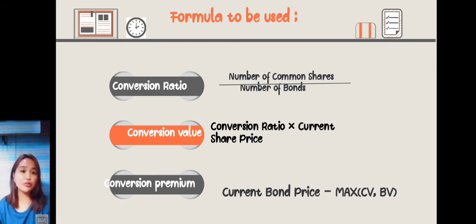So the formula is conversion ratio times the current share price. And the next one is the conversion premium. A conversion premium is an amount by which the price of a convertible security exceeds the current market value of the common stock into which it may be converted. So the formula is current bond price minus the maximum in the parenthesis of CV multiplied by BV, where CV stands for conversion value and BV stands for bond value without the conversion feature.